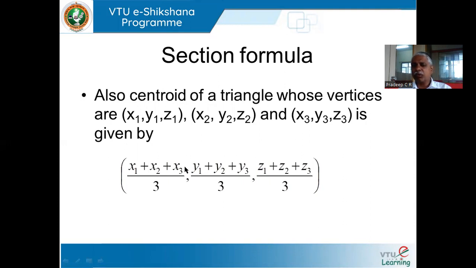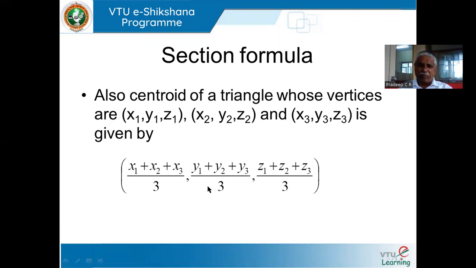Centroid means it's the point of intersection of the medians of the triangle. A median of a triangle is, you pick any vertex, pick the midpoint of the opposite side, and you join the two. That's a median. You have three medians, from each of the vertices. All three are concurrent, that means they'll meet at a point. That's a non-trivial result. And that point is called the centroid of the triangle.